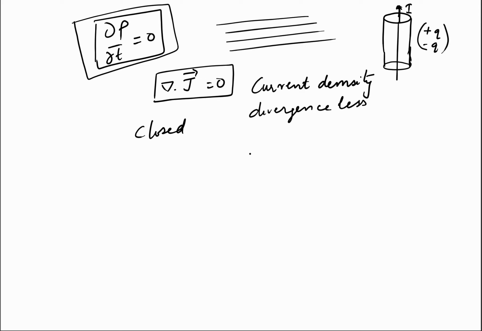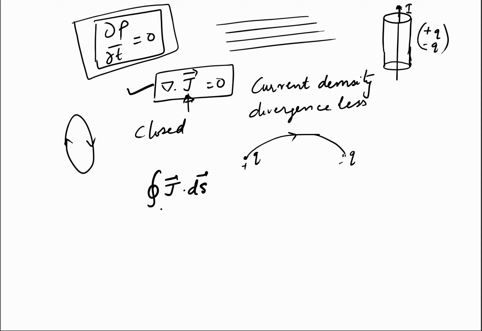So unlike the electric field lines which originate from plus q charge and either terminate at infinity or at another minus q charge, the streamlines of this steady current density close onto themselves. So this is the difference between the streamlines of a steady current density and electric field lines. Now from this equation I can write, using the Gauss divergence theorem, the integral of j dot ds over all the surfaces bounding this volume is equal to 0.